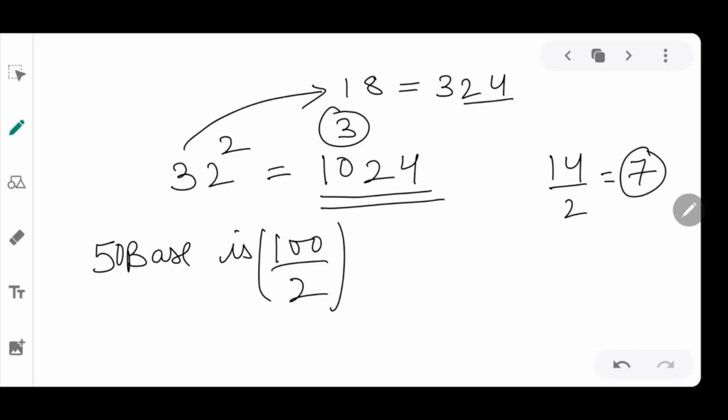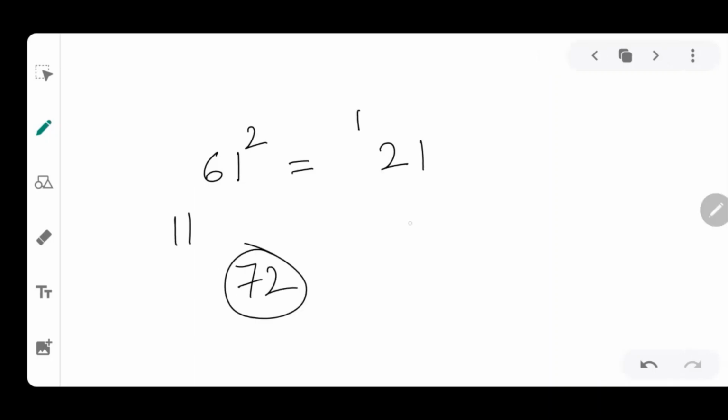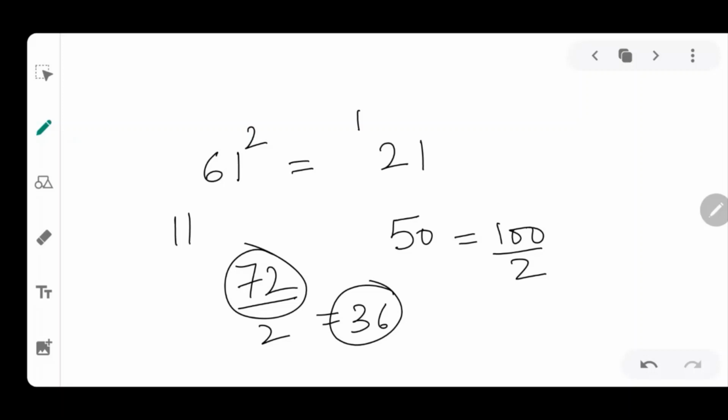Okay, now if we want to take another number, let's say we take 61 square. Now 61 is in the range of 50 to 75, so the base we are going to take as 50. How much is it more than 50? We know 11. 11 square is 121. So 1 carry and 21 here. Now you see 61 is more than 50, so 61 plus 11 we will do. That will be 72. The base here is 50, which is equal to 100 by 2. So 72 by 2 is equal to 36. Now this 36 plus 1 will give you 37. So this is the answer.